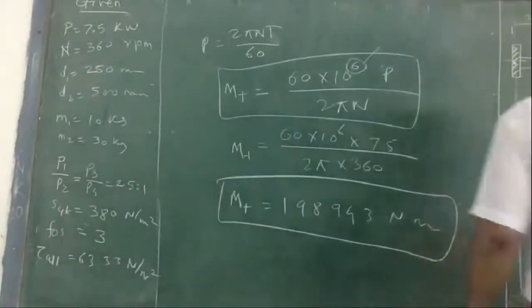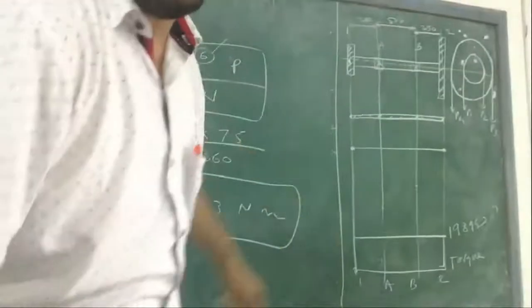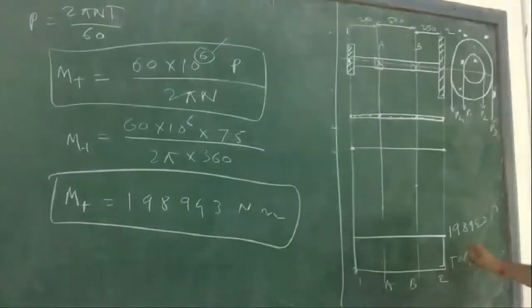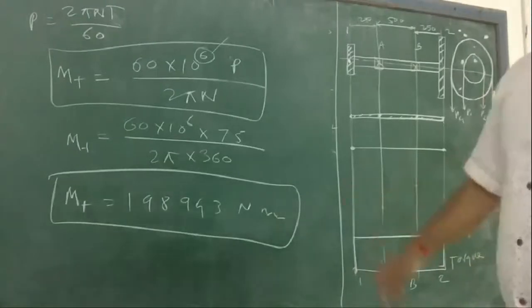So I can update it here also. From here to here, it will start from here. This is 198,943. So this is the torque diagram. This is A, B. I don't know if it is visible, but basically I updated the torque diagram here. This is the torque which will be applicable throughout the shaft.